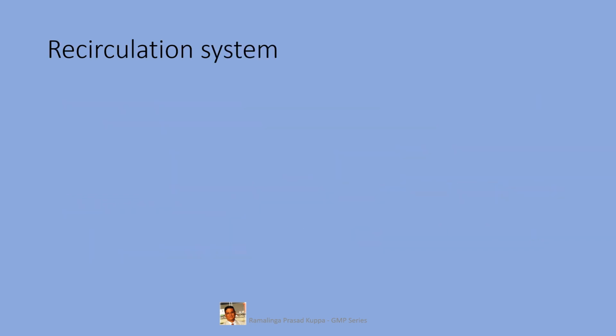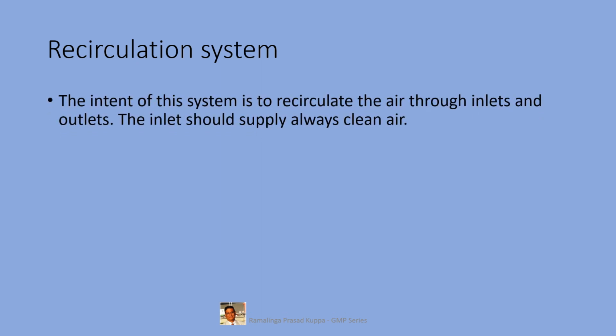Let us understand how a recirculation system works. The intent of this system is to recirculate air through inlets and outlets. The inlet air should always supply clean air. Contaminated air should be filtered to get fresh air again through the inlet. This can be achieved by installing a HEPA filter at the inlet. Depending upon the impact on the product quality, the selection of HEPA may be made.